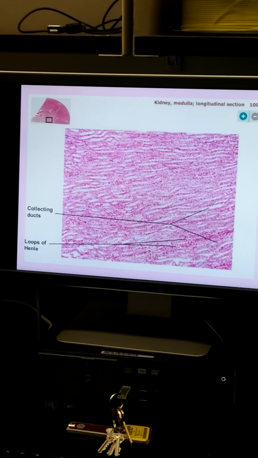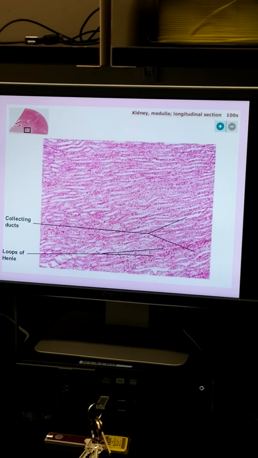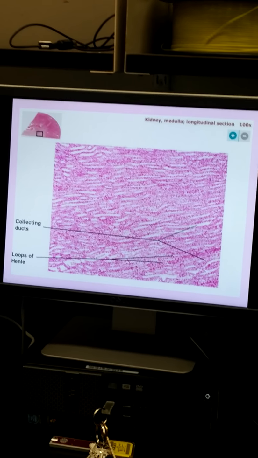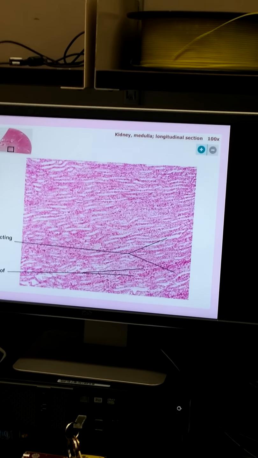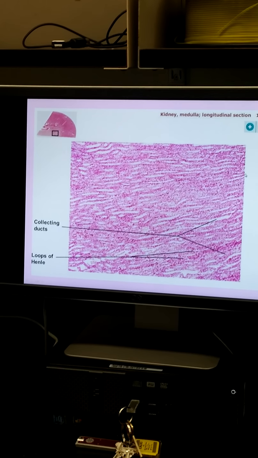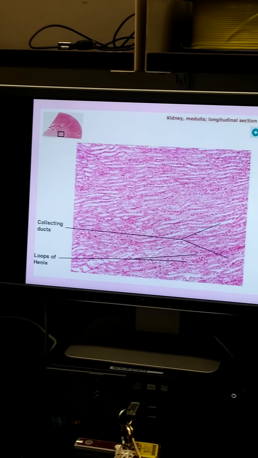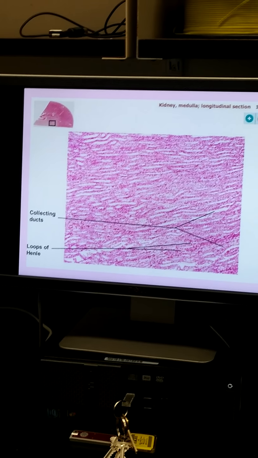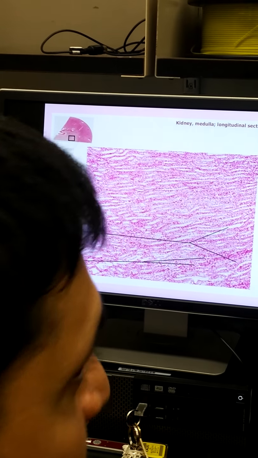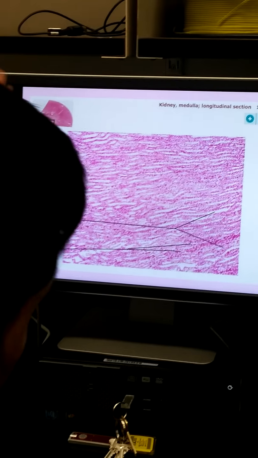Now, this is a cross section of which part of the kidney? Medulla or cortex? How do you know it's the medulla? You know it's the medulla because you see a lot of collecting ducts and loops of Henle. These hollow tubes that run lengthwise, longitudinally, are the collecting ducts that run in the medulla. What are the collecting ducts? They collect urine from all the nephrons, and they run down and take it down to the tip of the pyramid at the papillae, and urine exits because all these collecting ducts come together.